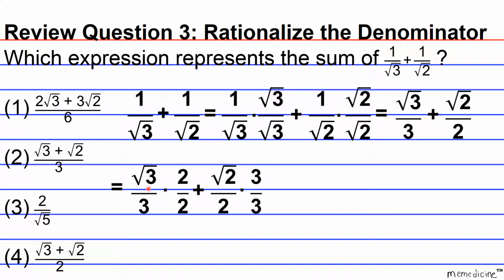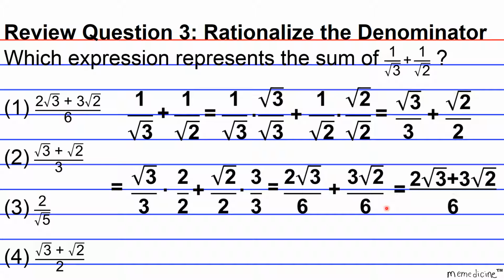So we multiply the first term by 2 in the denominator and 2 in the numerator to get a common denominator of 6. And we multiply the second term by 3 in the denominator as well as 3 in the numerator to get a 6 in the denominator. And so now we end up with these expressions, and we can combine them now that we have a common denominator. And the correct answer is going to be 2 radical 3 plus 3 radical 2 over 6. And we see that that's answer choice 1.